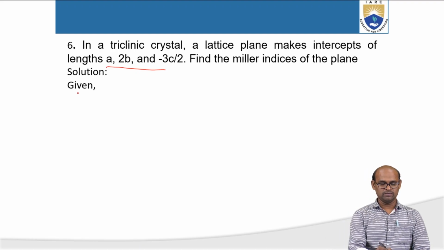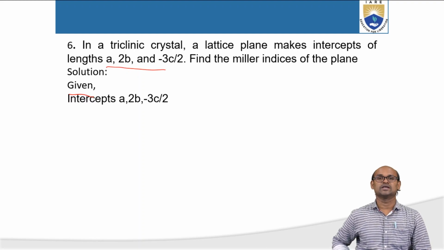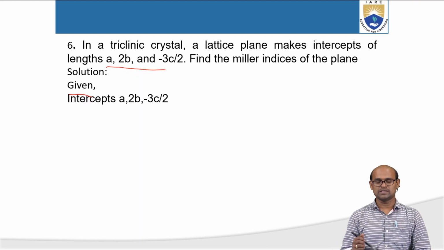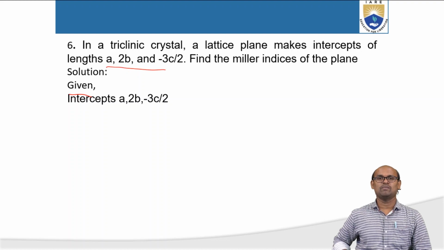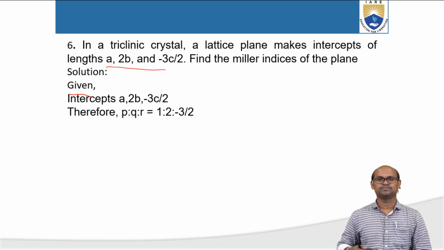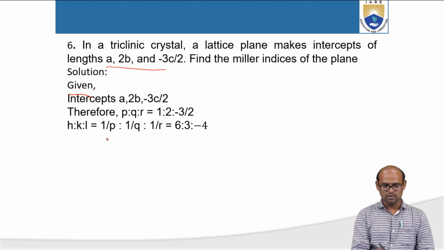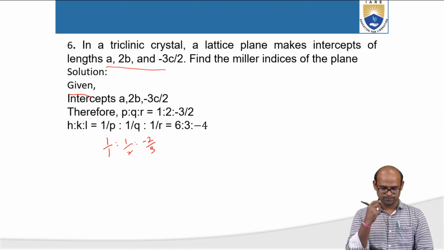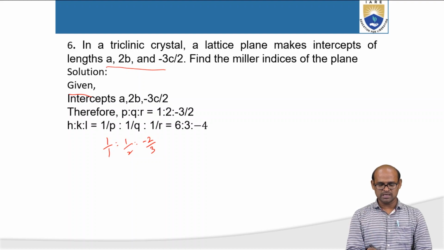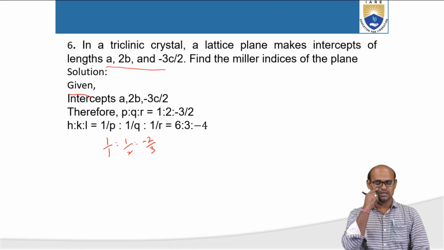Again, start with the given. Given the intercepts are a, 2b, minus 3c by 2. So 1, 2, minus 3 by 2. Now write the reciprocals, which are 1 by 1, 1 by 2, minus 2 by 3. Because there are fractions, we need to multiply with the least common denominator.